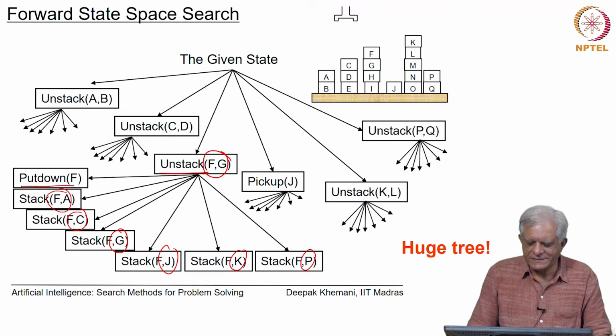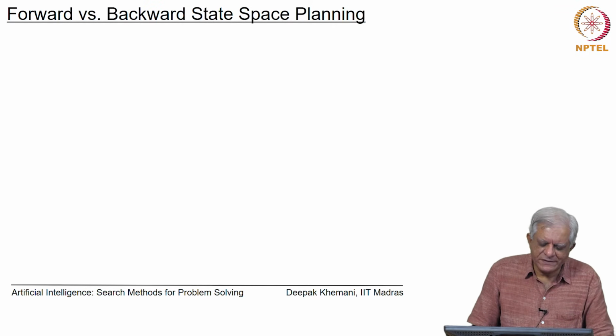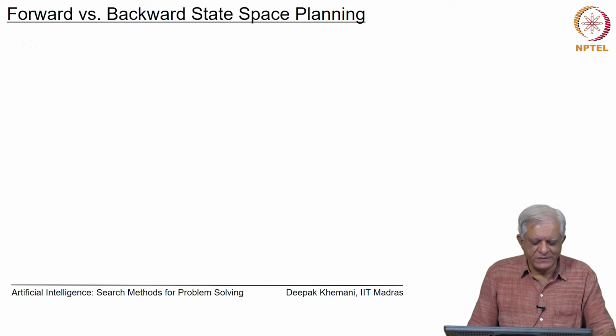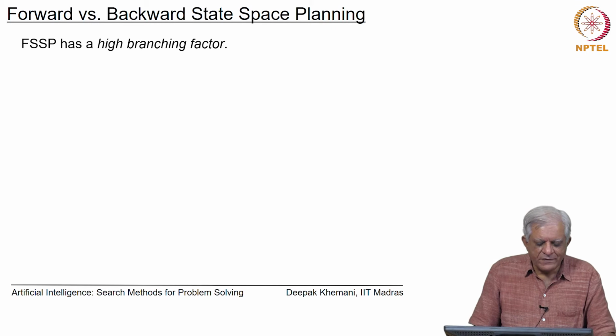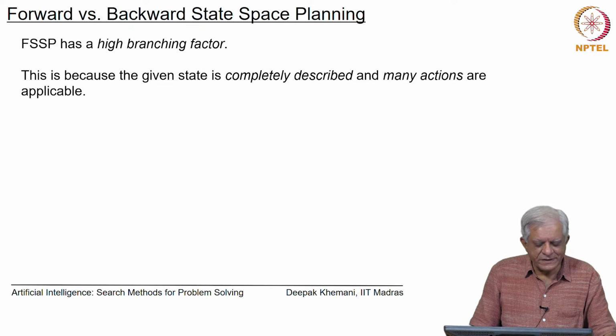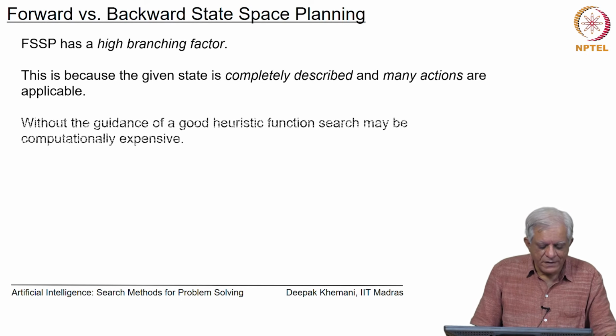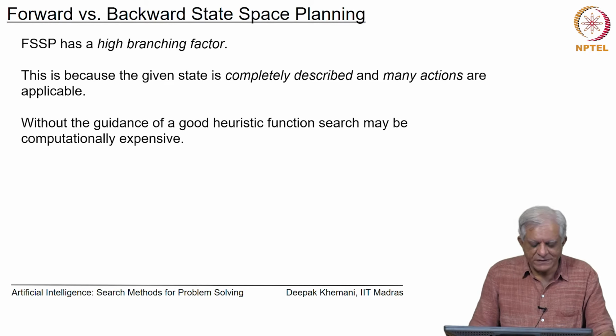Now, let us consider this possibility. Does it make sense for us to start searching from the goal description rather than from the start state? Let us look at this situation here. The forward state space planner has a high branching factor, and this is because in a given state that is completely described, there are many actions which are applicable, and each action results in one branch in the space. Unless we have a very good heuristic function, the search may become very computationally expensive, and we have seen that while we were talking about state space search as well.